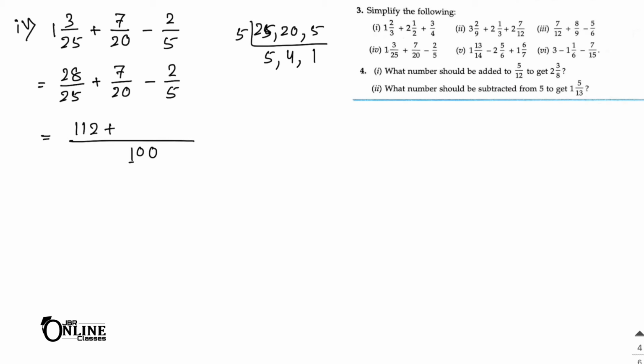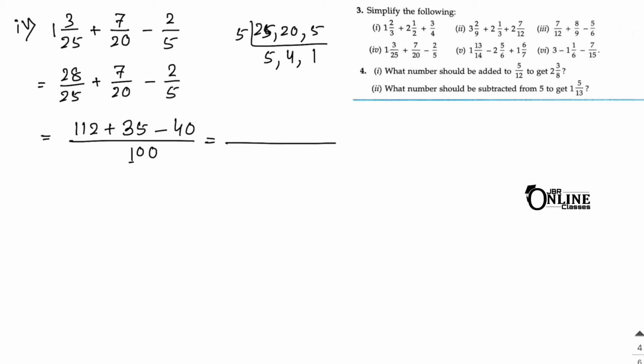Divide 100 by 20, it becomes 5. 7 into 5, it's 35. And divide 100 by 5, it becomes 20. Now 20 into 2, it becomes 40. It's very easy. First you have to divide the LCM with the denominator and then you have to multiply the result with the numerator. So here 112 plus 35.